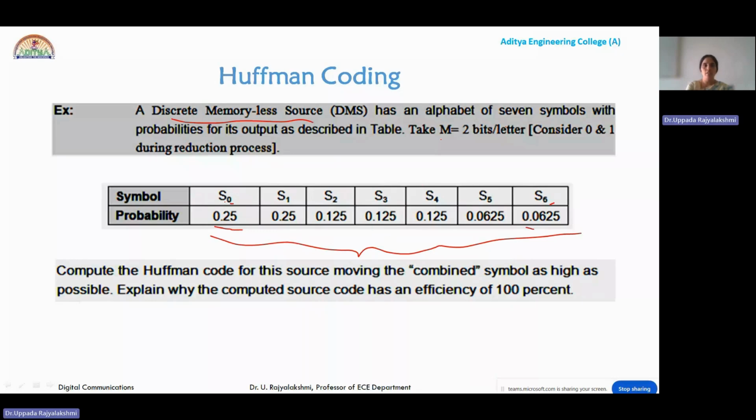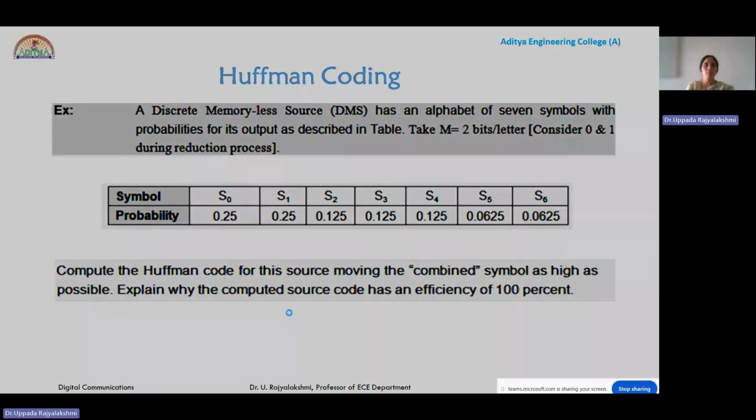And in the example, it is given M is equal to 2. In the Shannon-Fano coding procedure, M represents the partitioning value, and in the case of the Huffman coding procedure, M is a merging value. So here M is given as 2 bits per letter. Consider 0 and 1 during the reduction process. While merging, you have to assign 0 to the upper symbol and 1 to the lower probability symbol. And here they asked you to calculate the efficiency by using the Huffman coding procedure.